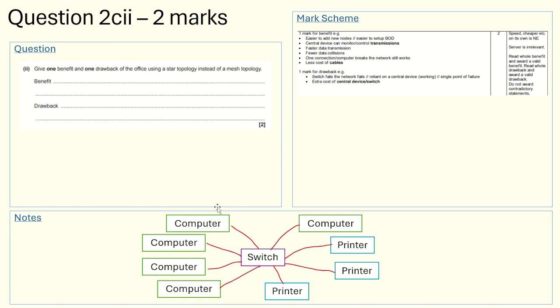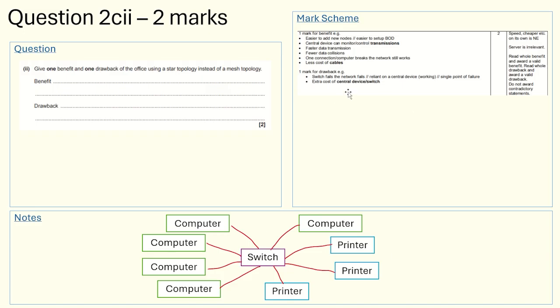And if this went down, then we wouldn't be able to access anything at all, because there are no live connections from any of these devices, any of these nodes, to each other. So it has a central point of failure, a single point of failure. Another drawback is that the switch does cost money. So you could say extra cost because of the switch or the central device.